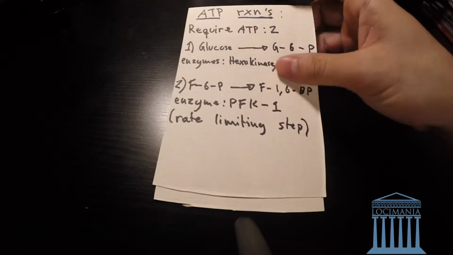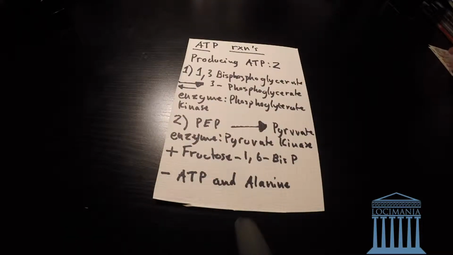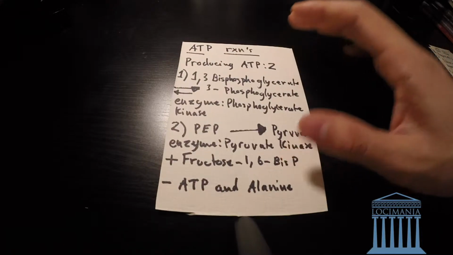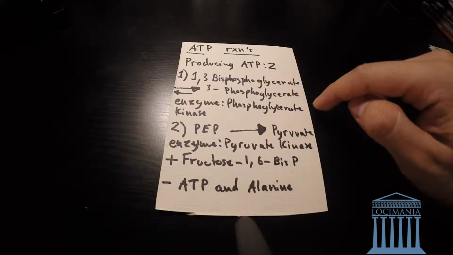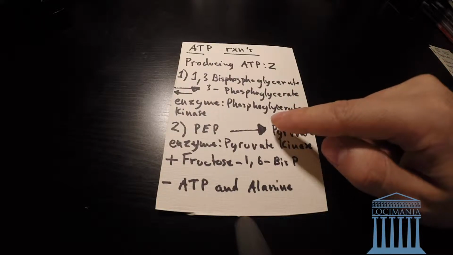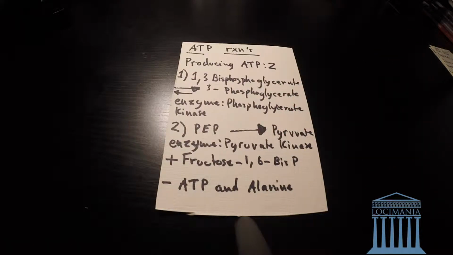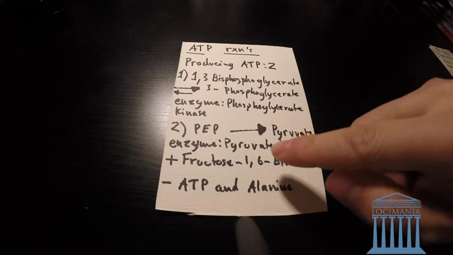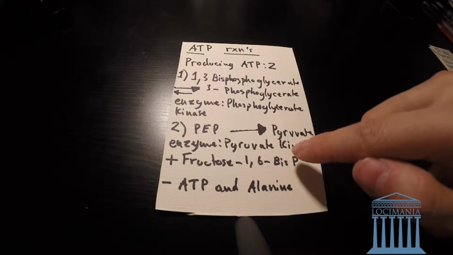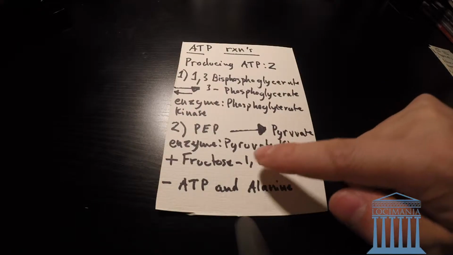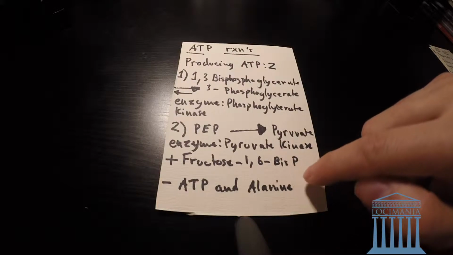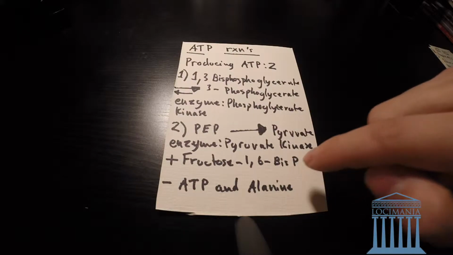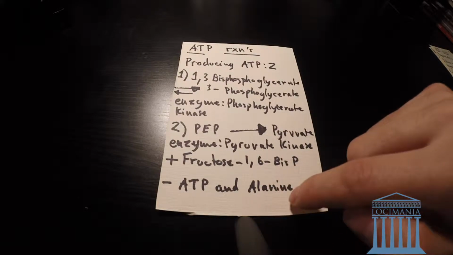So these are the ones that require ATP, and then we have the ones that produce ATP. This is the 1,3-bisphosphoglycerate, which gives us 3-phosphoglycerate. The enzyme here is phosphoglycerate kinase. It produces ATP. The second one here is phosphoenolpyruvate to pyruvate. The enzyme there is pyruvate kinase. It is activated by fructose 1,6-bisphosphate, but inhibited by ATP and alanine.